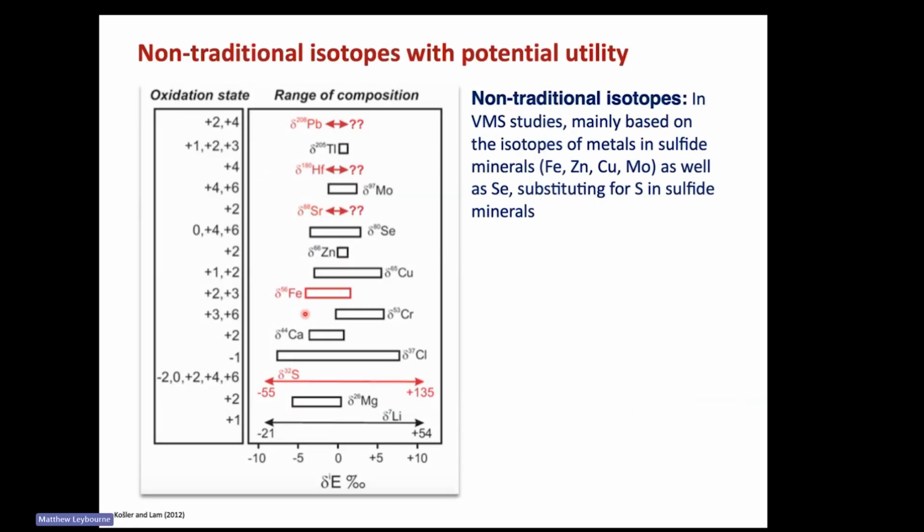Okay, so very quickly, just a couple of examples of non-traditional isotopes. This plot just shows some of the variation that we see in different isotope values. Over on the left, we have oxidation state. Most of these are redox sensitive. Iron is redox sensitive, copper is redox sensitive, zinc is not, so it doesn't fractionate very much. Selenium is redox sensitive and behaves a lot like sulfur. We're just going to focus on copper and thallium.